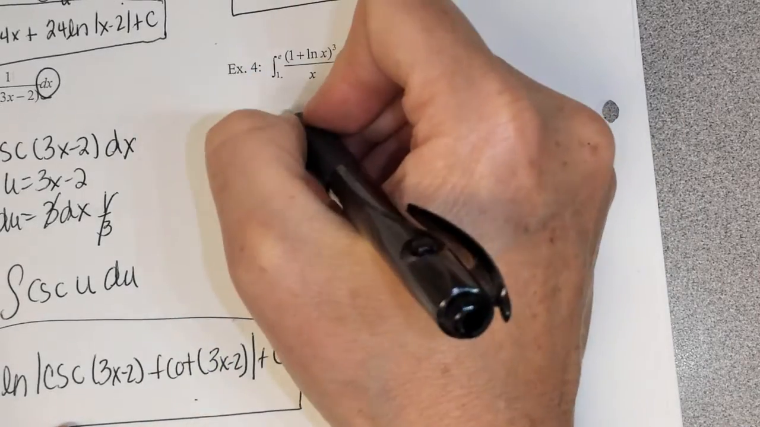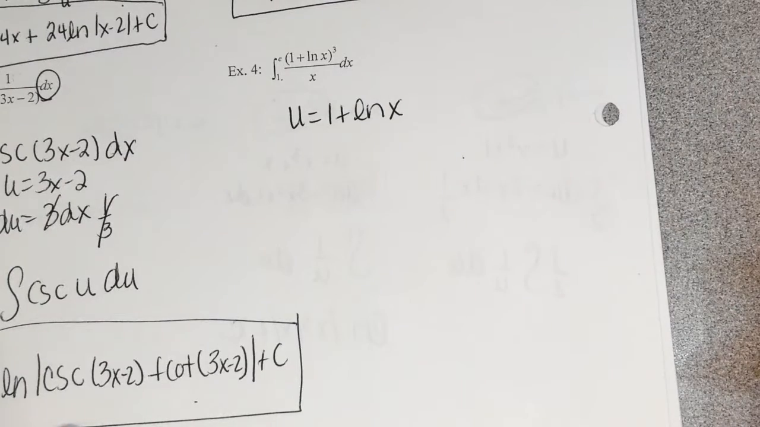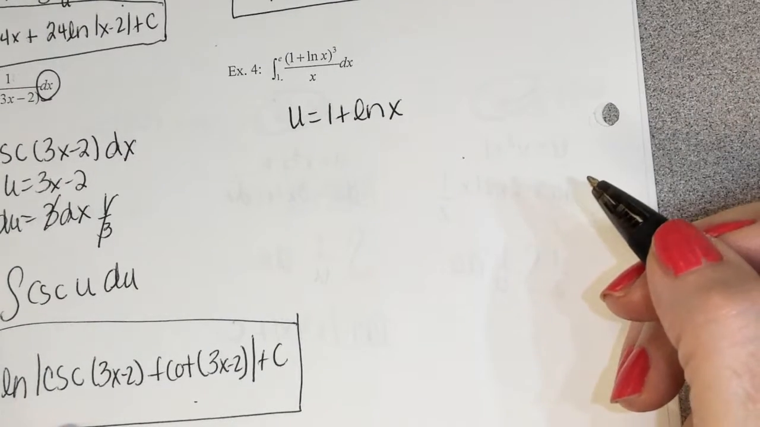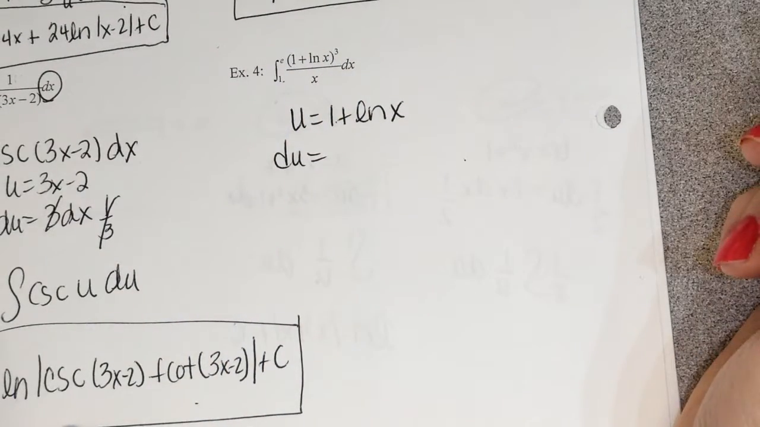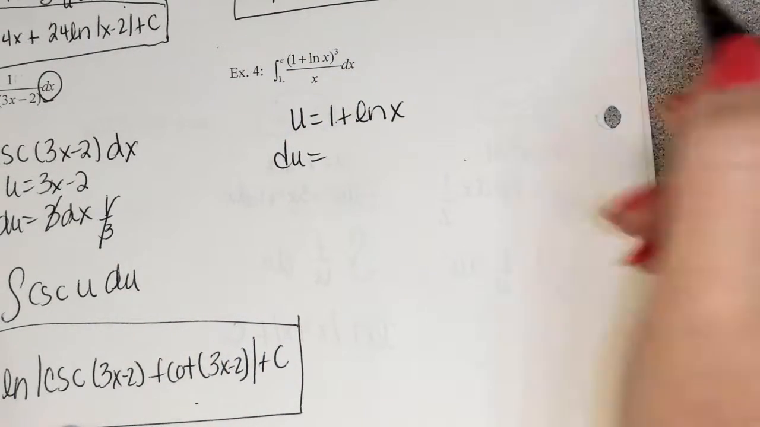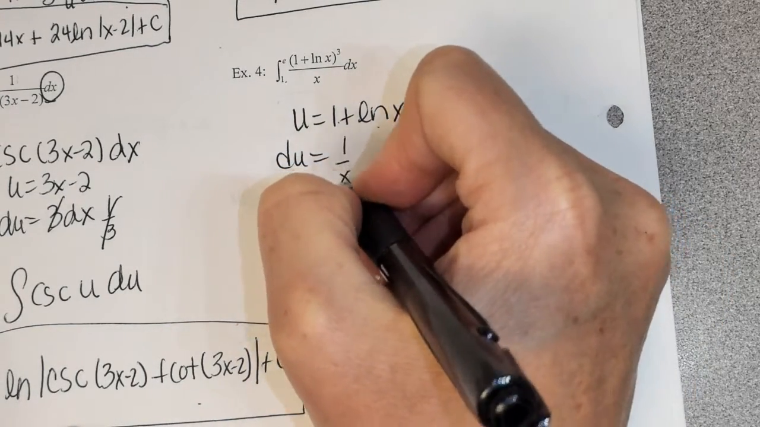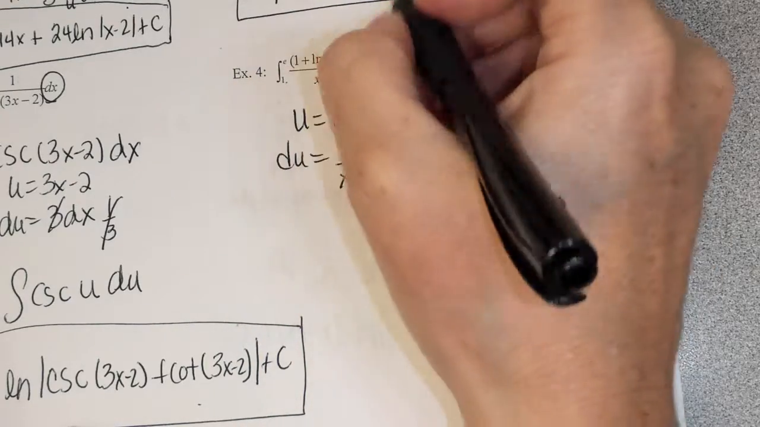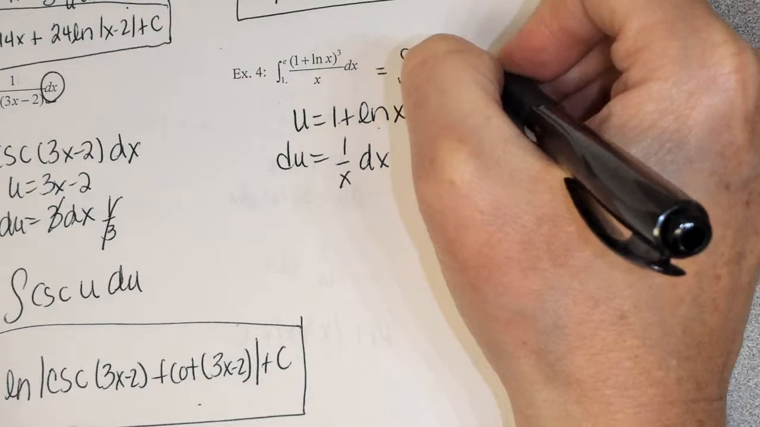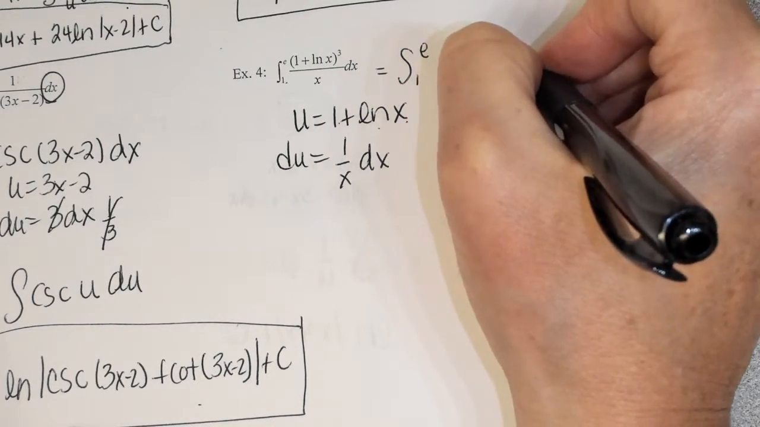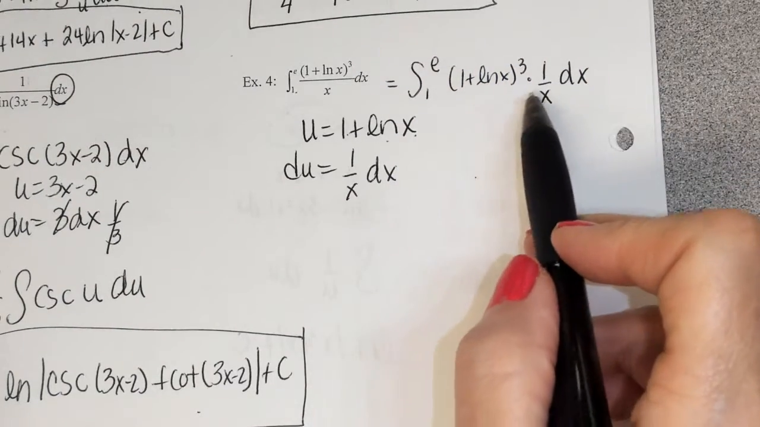But think about letting u equal just the 1 plus natural log of x. You got to be able to think ahead in calculus. The derivative of that, what's the derivative of 1? Just what? 0. What's the derivative of natural log of x? 1 over x dx, right? See, that's what this really is. This is the integral from 1 to e of 1 plus natural log of x cubed times 1 over x. Do you see how that's the same thing?